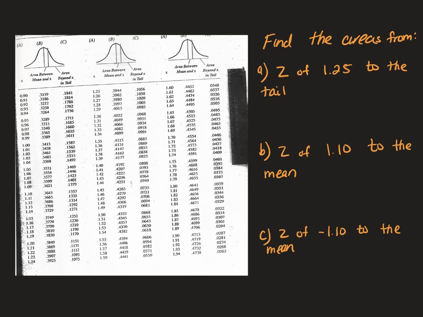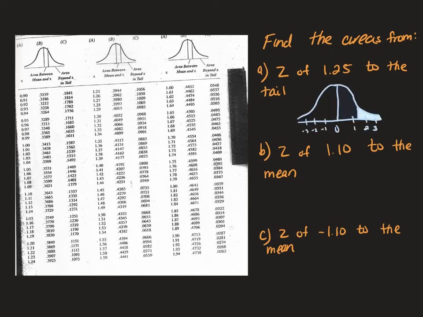Now take a moment to practice 3 of these on your own. Using the table here, find the area from a z of 1.25 to the tail, then from a z of 1.10 to the mean, and finally from a z of negative 1.10 to the mean. I recommend that you sketch, shade, then solve. Pause the show here and hit play when you're ready to check your answers.